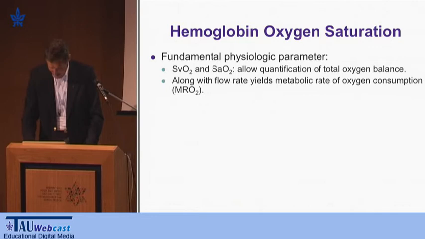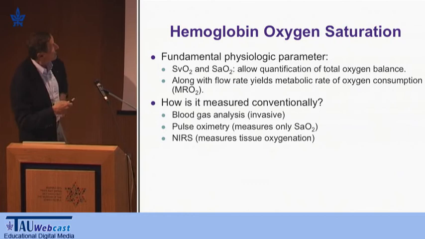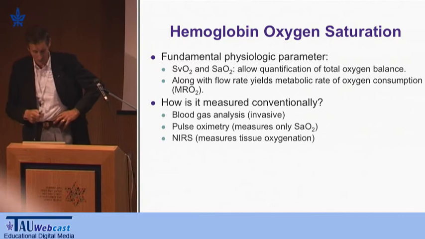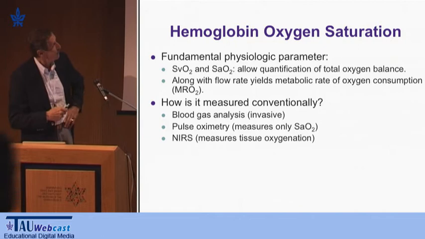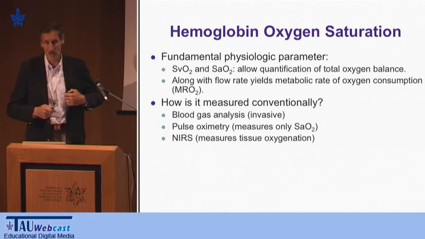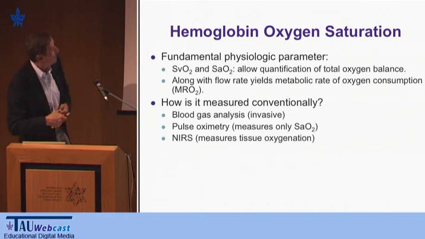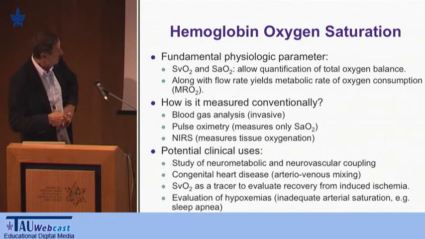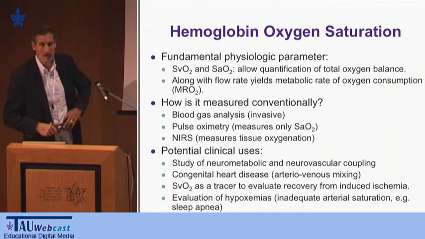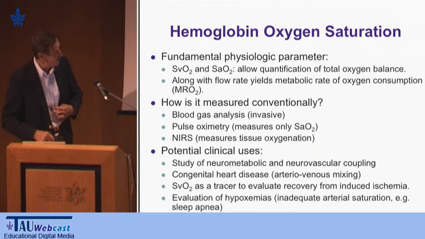Ordinarily, we measure oxygen saturation by blood gas analysis, which is invasive. Pulse oximetry measures SaO2, usually at the peripheral location. We can also measure SaO2, as I will show you a little later, and near-infrared measures essentially tissue oxygenation. There are many clinical uses, study of neurometabolic and neurovascular coupling, congenital heart disease is one. Unfortunately, I won't have the time to talk about that. We have some results in babies with congenital heart disease, but that won't be enough time.